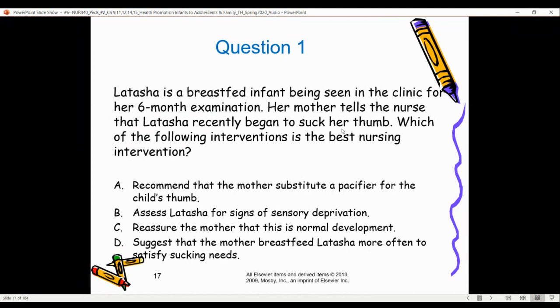C is right on this one. Now, if mom was telling us there were other signs that we were concerned that baby's not getting enough food, or baby's showing us things like they're fussy and chewing on their hand more, or trying to grab at a bottle, maybe breastfeeding more often is the issue. But for the most part, again, it's normal for them to start developing that thumb sucking.